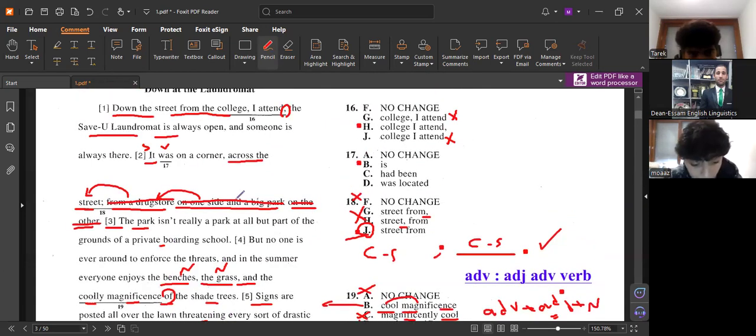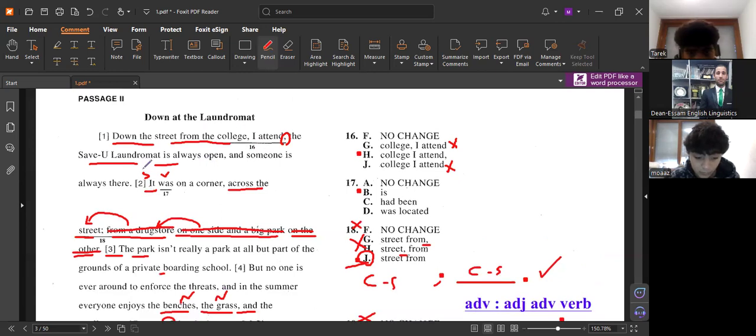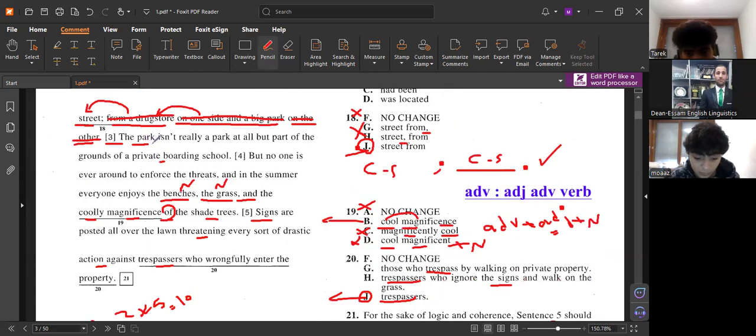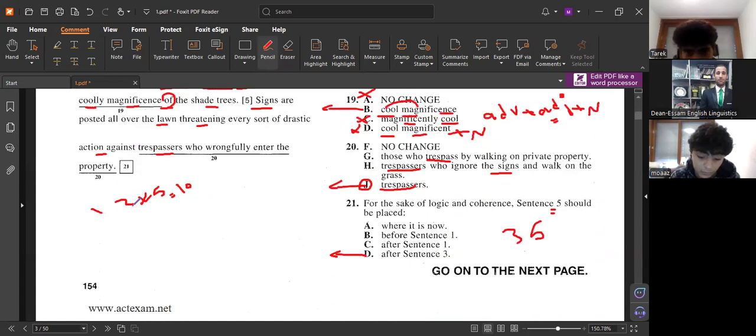Let's read, because it tells you an introduction to what's going on. Like they say, if your laundromat is always open and someone is always there. Okay, but where is the word park? You see, because it says here lawn, it refers to the park. It says signs refer to the park, and trespassers on the property of the park. So 5 relates to 3. So 5 after 3, and that's what you feel.